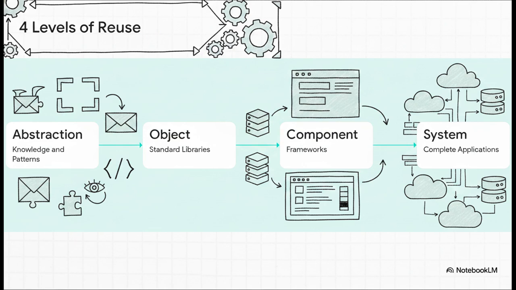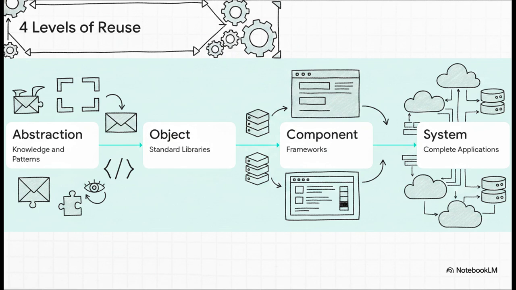First up is the abstraction level. Here, you aren't reusing actual code, you're reusing successful knowledge, like architectural and design patterns. Second is the object level, where you directly reuse standard libraries. A classic example here is using the Java Mail library to process emails in your code. Why write that from scratch, right?